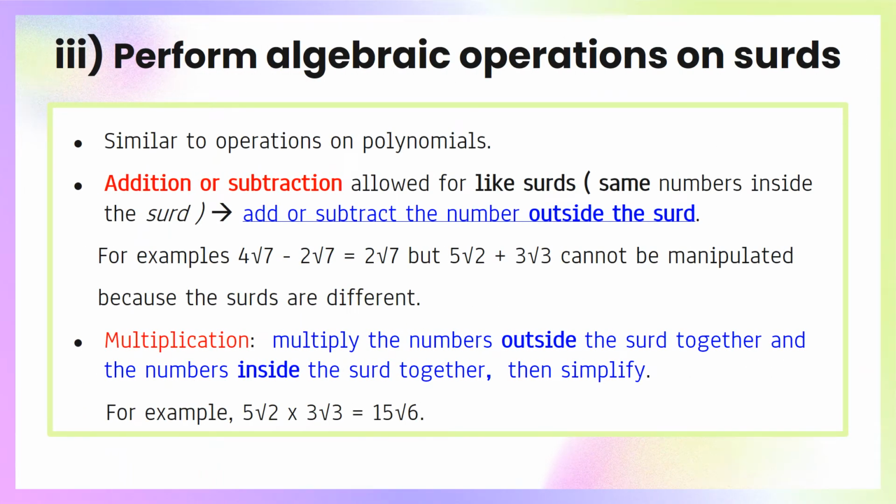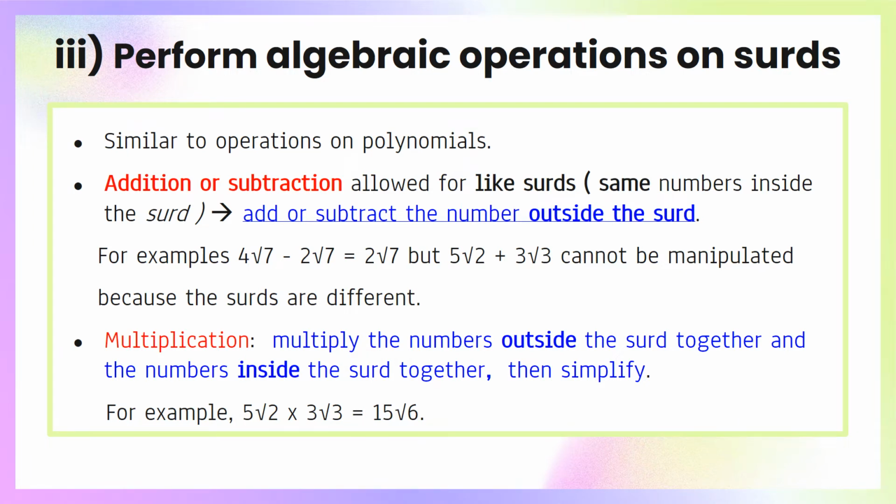Perform algebraic operations on surds. Addition, subtraction and multiplication of surds are similar to operations on polynomials. For addition or subtraction, we add or subtract the numbers outside the surd, with the condition that we have similar surds. For example, 4√7 minus 2√7 is equal to 2√7.